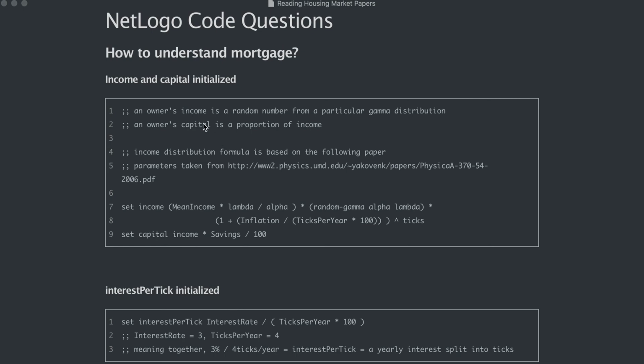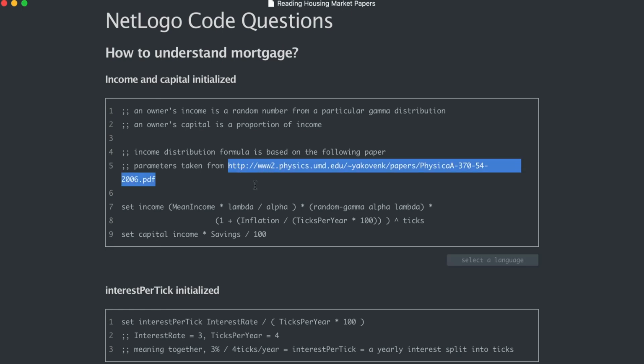Basically, the income we use in this model is actually a random number from a particular gamma distribution. And capital is just a proportion of the income. So the real difficulty is how do we get that gamma distribution? According to the author of this model, they found that gamma distribution from a paper right here.